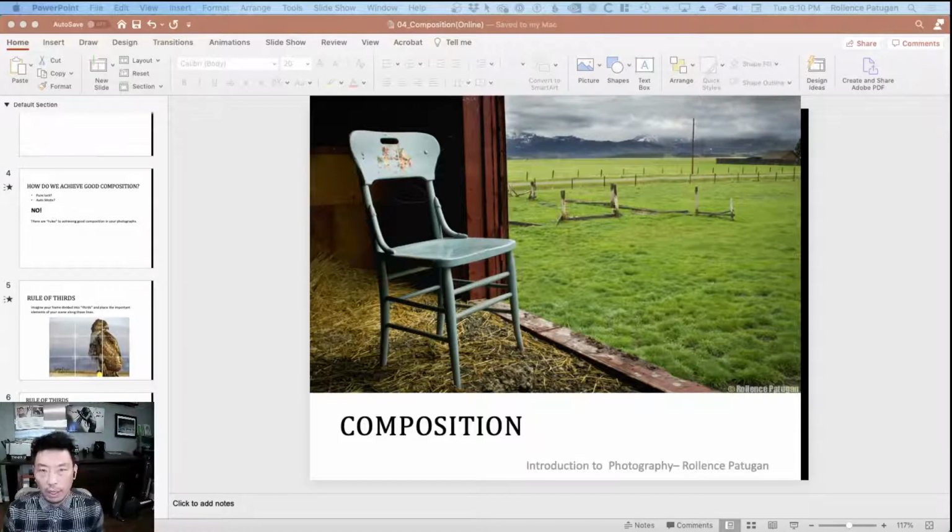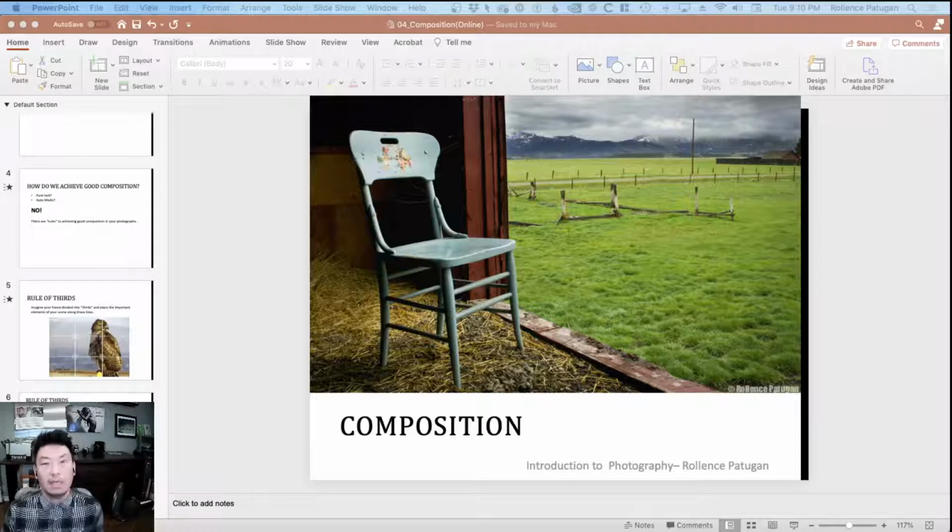Well, here we are. You made it this far. How do we convert ordinary, maybe even boring images into something a little bit more interesting to look at? How do we convert a regular snapshot into maybe even a work of art?